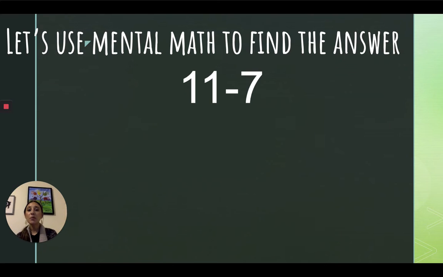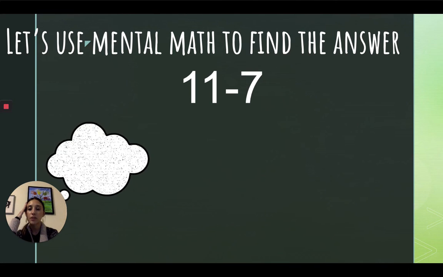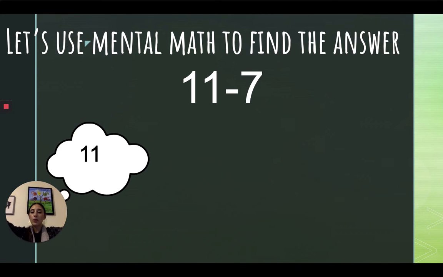All right, now this time we're going to use mental math to find the answer, okay? Mental math means that we're going to use our brains to find the answer. So I'm going to pretend that this thinking bubble is my brain, and I'm going to put 11 in my brain. So I want everyone to take the number 11 and put it in their brain. Okay, so 11's in my brain. Now I need to take away 7. That doesn't mean that I'm going to stop at the number 7. I'm going to take away 7.